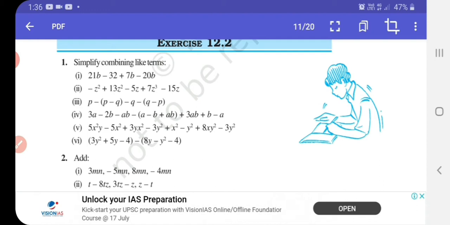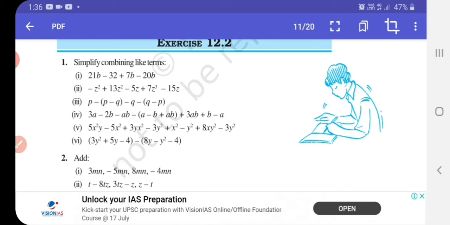Okay. What do you mean by monomial, binomial and trinomial? If an expression has only one term, it is called a monomial. If the algebraic expression has only two terms, it's called a binomial. And if it has three terms, it is called a trinomial. Understand?